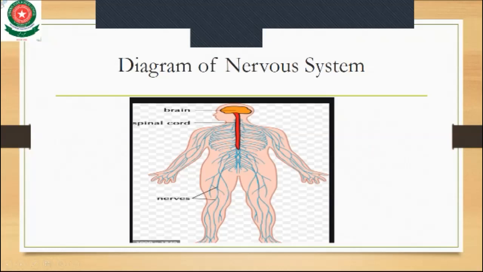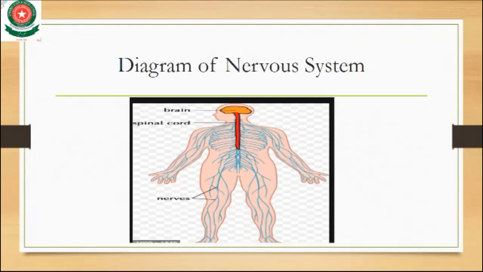So here we have done all the human major organ systems. I will repeat the kinds of human organ system. First is the digestive system, second is the respiratory system, third is the circulatory system, and the fourth is the nervous system. Okay, class 6, if you have any query regarding the human organ system, you can ask a question at the end of this lecture.